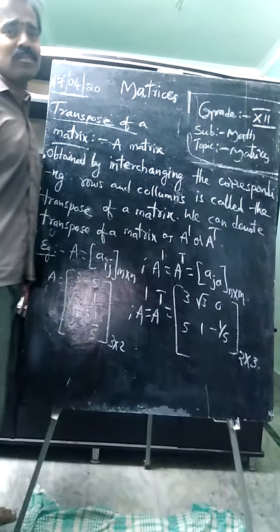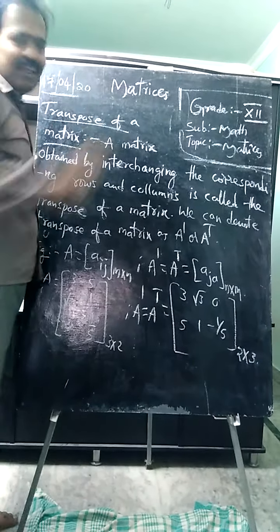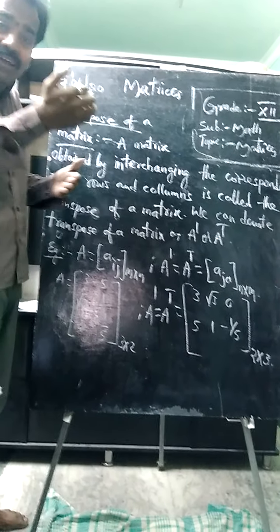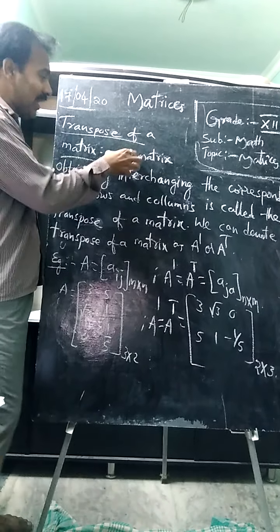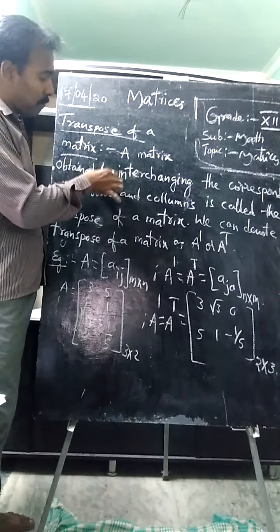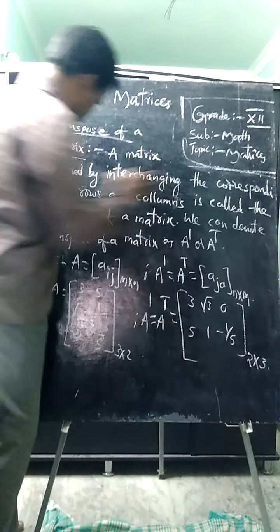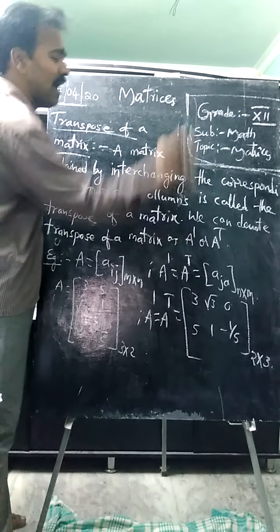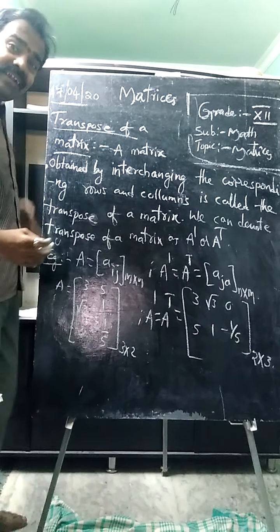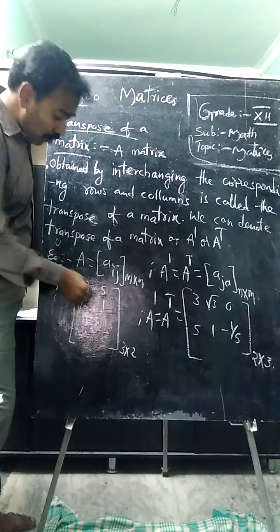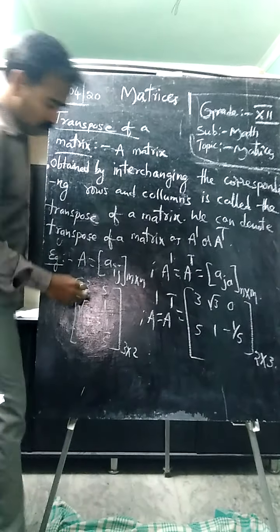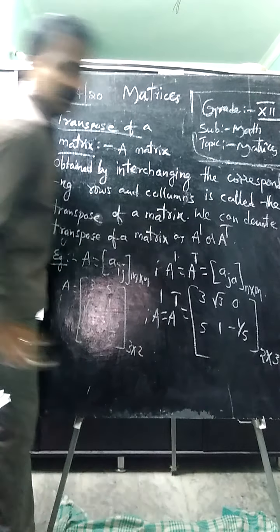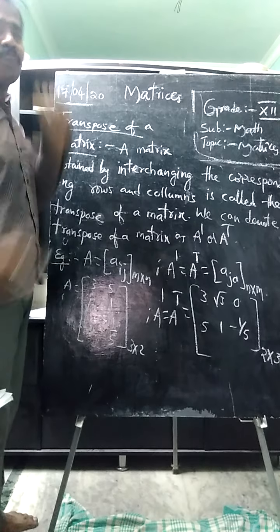Now, let us discuss the transpose of a matrix. What is the meaning of transposing? Transpose means shifting or rearranging. A matrix obtained by interchanging the corresponding rows and columns is called the transpose of a matrix. Interchanging means writing rows as columns, or else columns as rows, is called the transpose of a matrix.